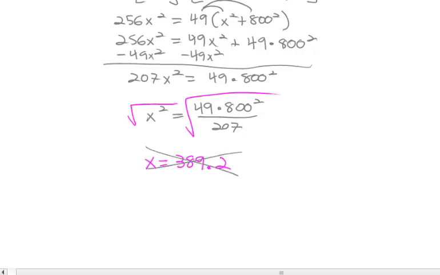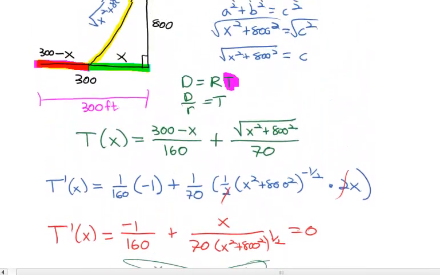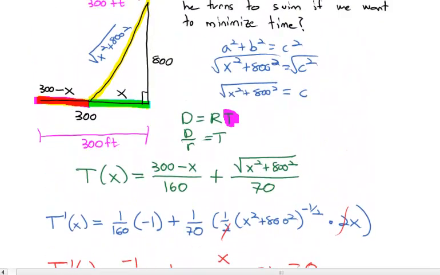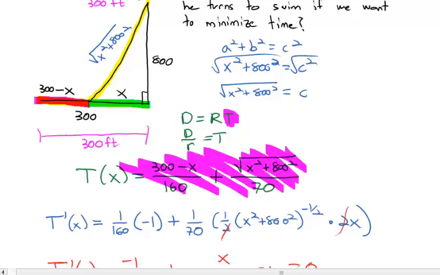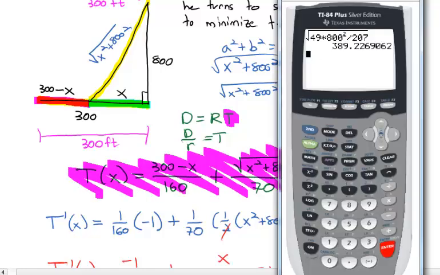The only thing left to check are the endpoints, f of 0 and f of 300. He's either going to swim the whole way or run all the way across and swim up. Which is it going to be? Well, the function to stick in our calculator. Recall this was the time function, so let's get that in our calculator.